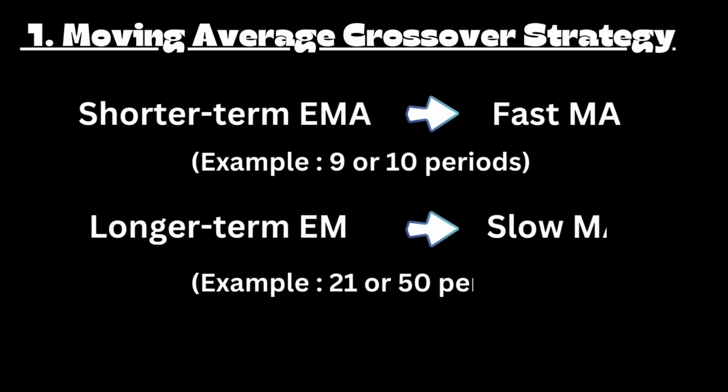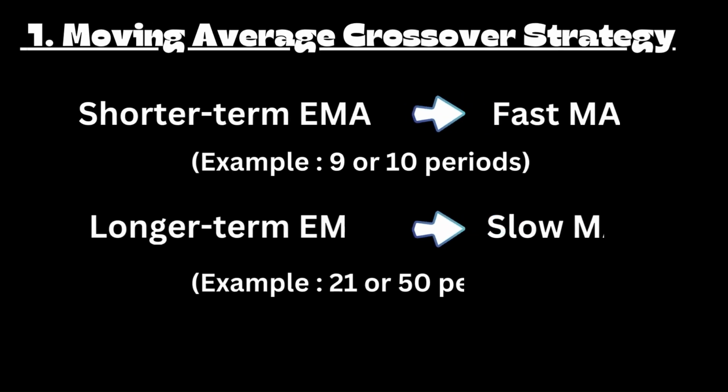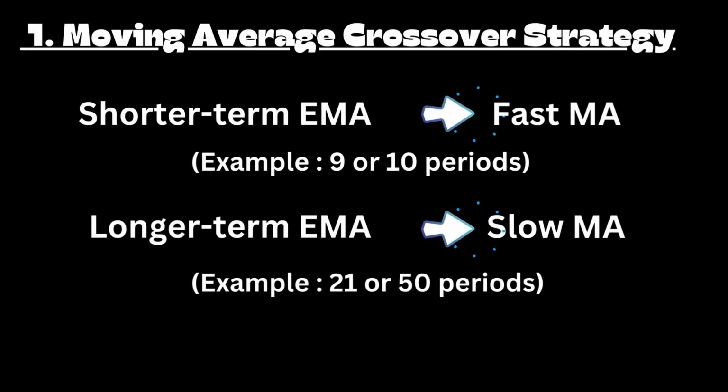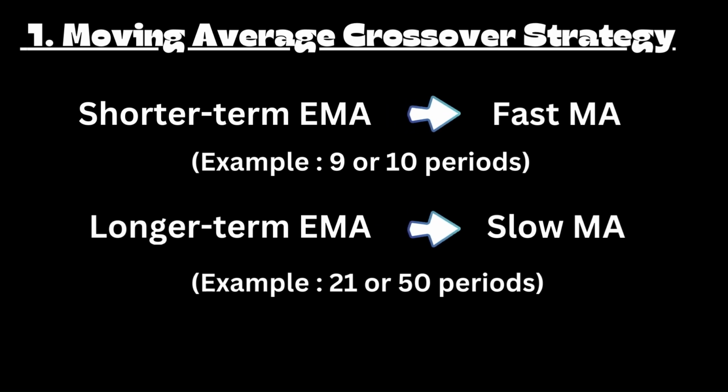The moving average crossover strategy utilizes 2 distinct moving averages, a shorter-term exponential moving average, EMA, known as the fast MA, like 9 or 10 periods, and a longer-term EMA, known as the slow MA, typically 21 or 50 periods. This strategy focuses on detecting buy and sell signals by analyzing the crossovers between these 2 moving averages.